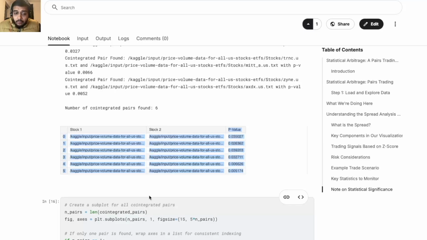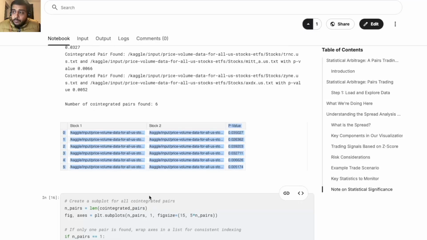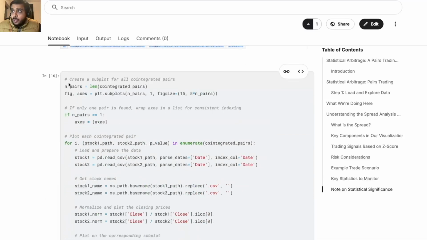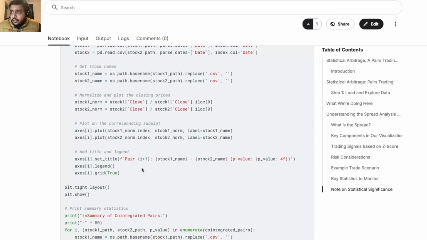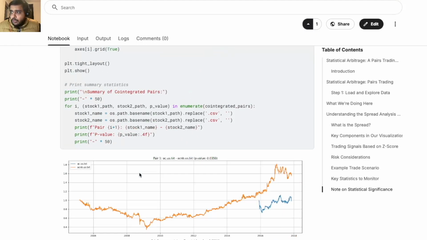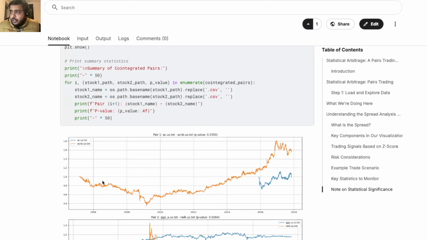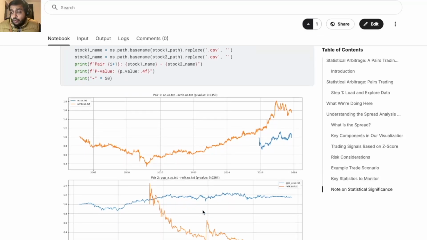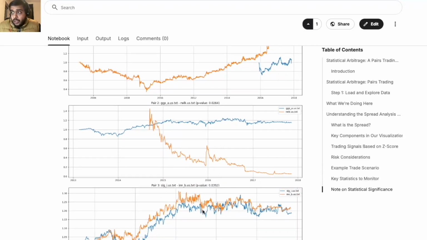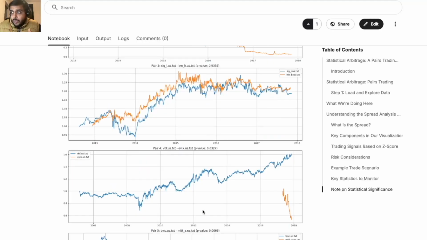And we can also calculate the z-score, which quantifies how far the spread is from the mean. So that's what we do. We collected all the co-integrated pairs and then did some plotting, and here we see how it looks. It may not look the same, but the p-value says that they are co-integrated.